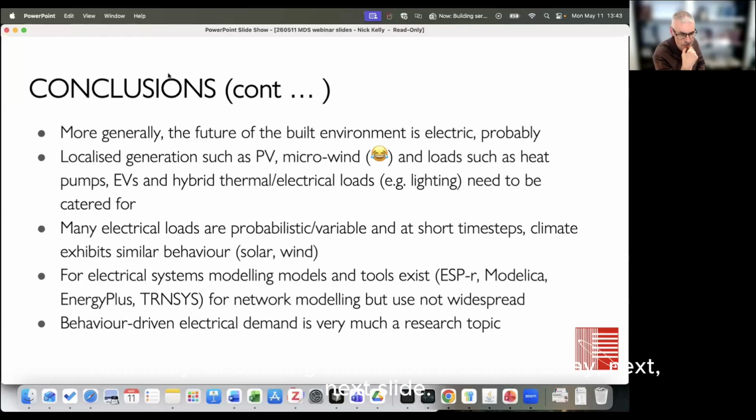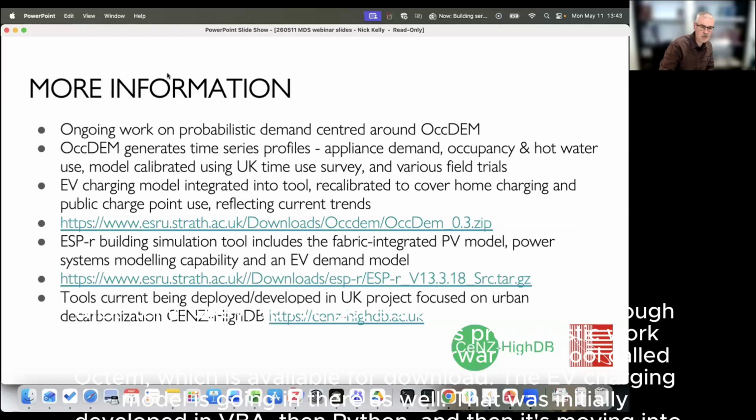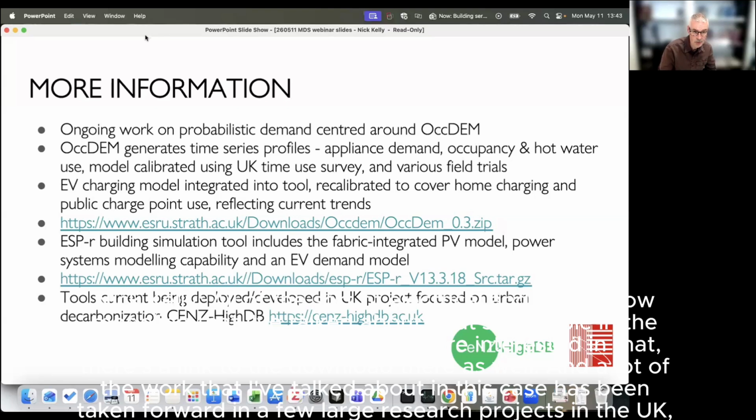Okay, next slide. Okay, so I've got a slide up. I'll not go through that in any great detail. A lot of this probabilistic work that we're doing has been taken forward in a tool called Octem, which is available for download. The EV charging model is going in there as well. That was initially developed in VBA, then Python, and then it's moving into Octem. Okay, all of the electrical and power flow modelling that I've talked about is available in the current version of ESP-r. So if you're interested in that, there's a link to the download there as well.